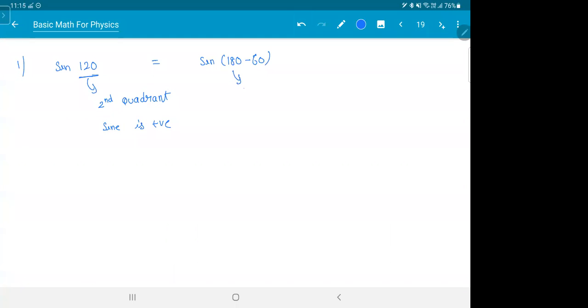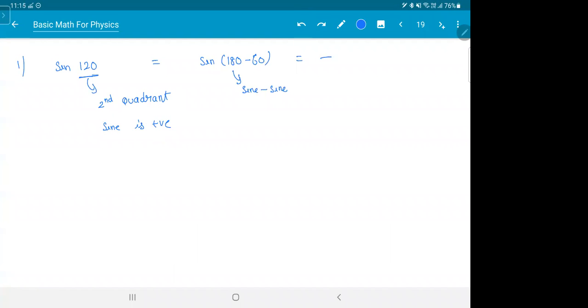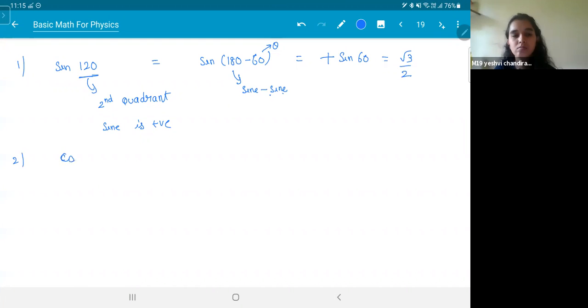If it is 180, then what will happen? Sine will remain sine. Okay? These are the 2 points which you should know. Now see, sine is positive, so plus sign. Sine will remain sine. This is theta. Sine 60. Sine 60 is root 3 by 2. Let me give you one more example. Listen, just listen for 2-3 examples, then you can ask me. Let's say if I take cos 150. 150, which quadrant?